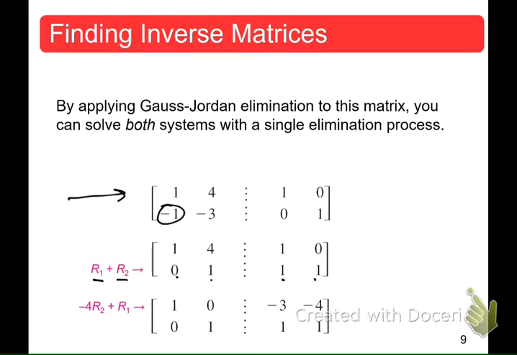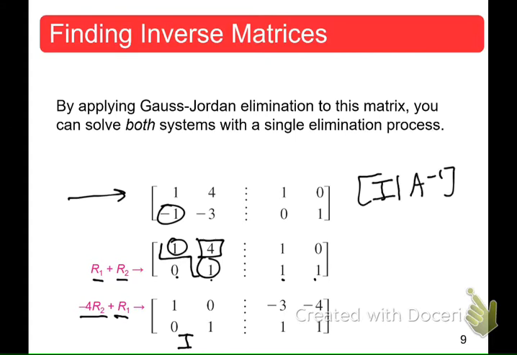The next thing is, I notice I have my stair-step pattern and I have my leading ones. I now have to get this 4 to become a 0. So I can do -4 row 2 plus row 1. And then I have the identity matrix. Okay? If I have the identity matrix, then what I have here, this matrix here, is now the inverse of my matrix A.